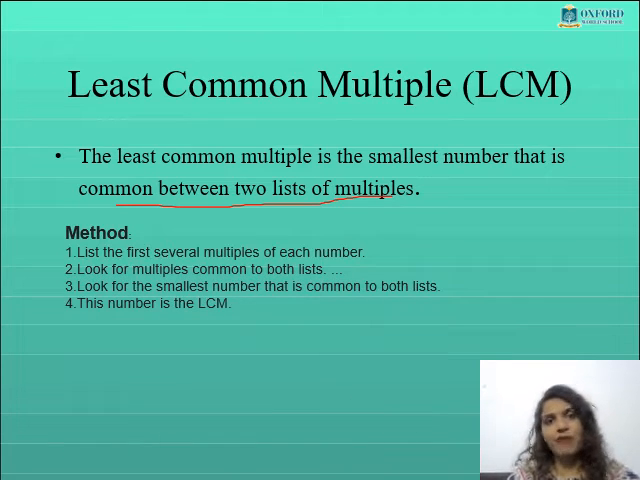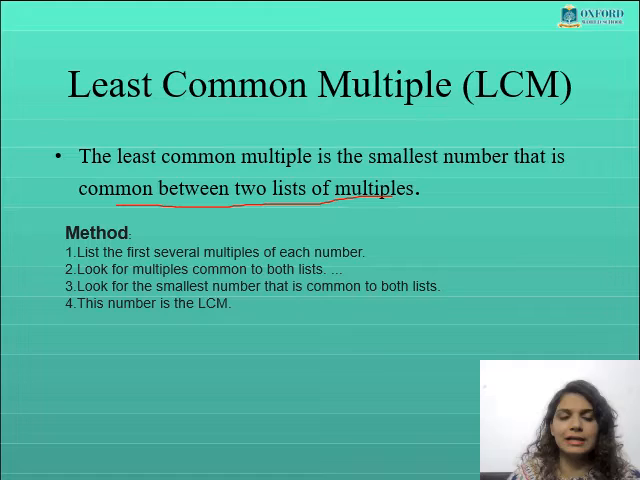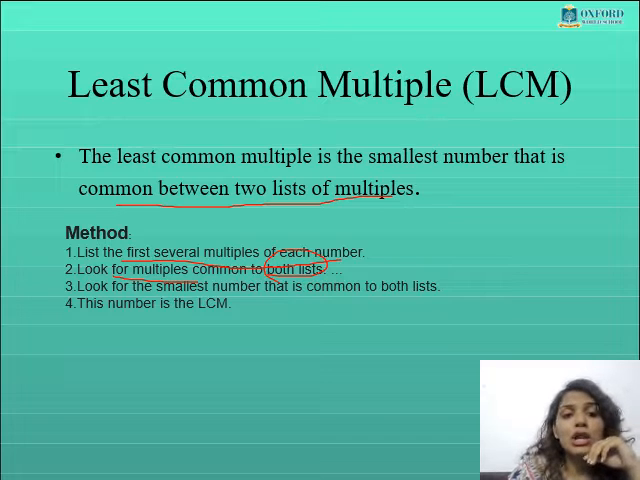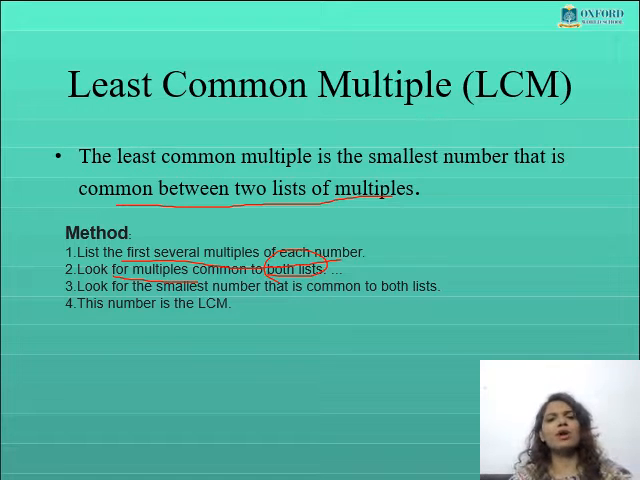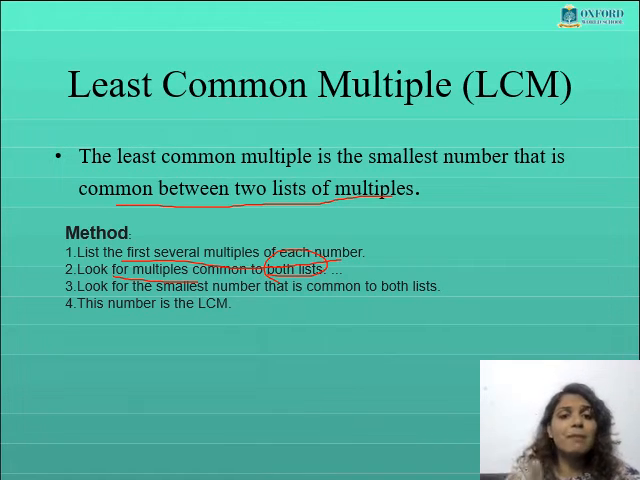Let us see the method to find the common multiple or the least common multiple. Step 1 will be list the first several multiples of each number. Then look for the multiples common to both the lists. Then look for the smallest number. Why smallest number? Because we are finding the least common multiple here. That is common in both the lists. And this smallest common number will be your LCM. Sounds easy. Let's check an example.